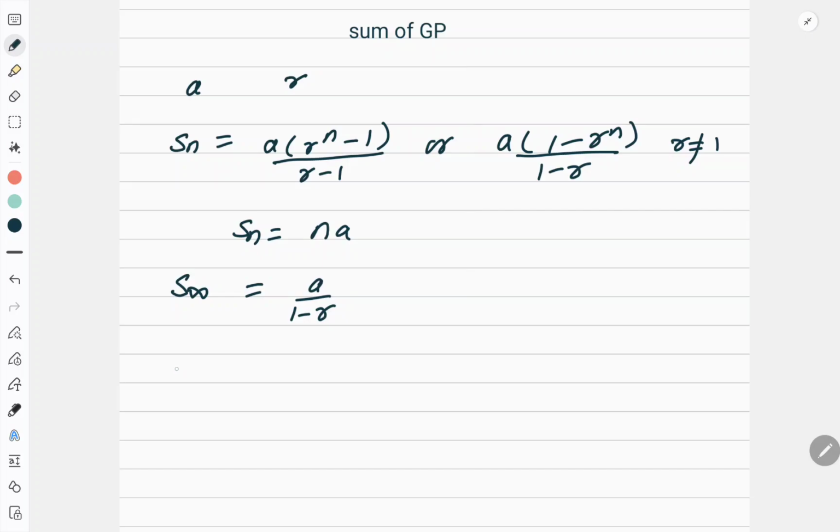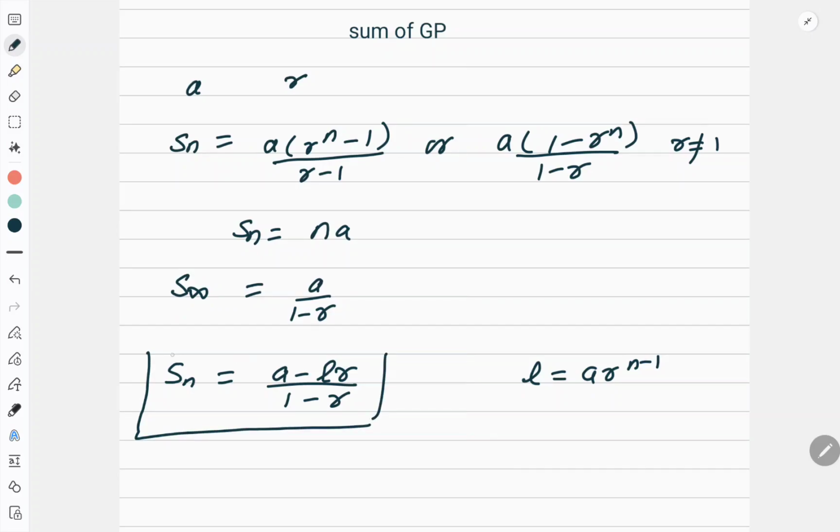Then there is one more special formula when last term is given. If the last term of GP is L is equal to AR to the power n minus 1, in that case the sum of GP is given by (A minus LR) upon 1 minus R. You can very easily derive it. So this is the formula which I will be using in the case last term is given. Now let us begin with the questions.